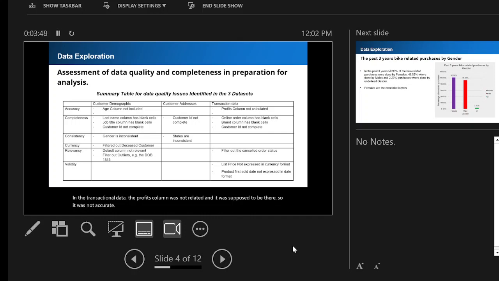In terms of completeness, in customer demographic, the last name column had blank cells, so it is not complete. The job title column has blank cells and the customer ID was not complete. In the customer addresses, the customer ID was not complete. On the transactional data, the online order column had blank cells, the brand column had blank cells, and the customer ID was not complete. Then you look at consistency: the area and the gender were inconsistent, the states were consistent, and so on.